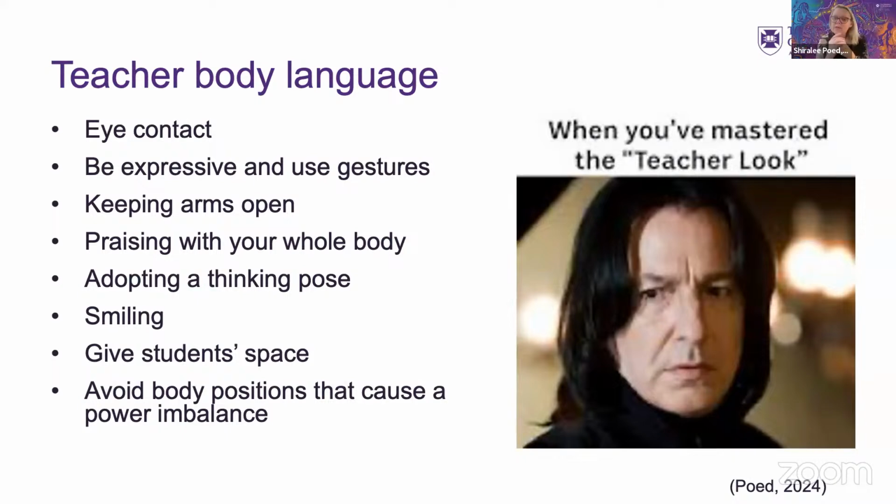Adopting a thinking pose. What does my thinking pose look like when my students are giving them thinking time, smiling at my students, giving students space if I've had to correct their behaviour, moving away from them and giving a chance for them to correct their mistake, and making sure that I don't put my body in a position that makes a student feel uncomfortable. So I'm not going to stand behind my students and lean over their chair, or stand in front of their desk and lean towards them, because that might make them feel threatened or uncomfortable. But I might crouch down beside them so that I'm at the same height as them and I'm having a conversation on the same level as them.